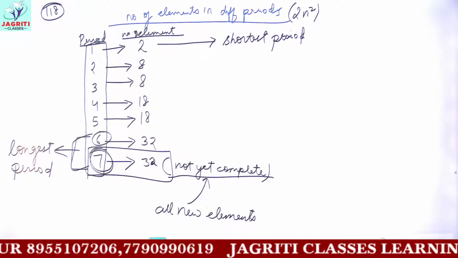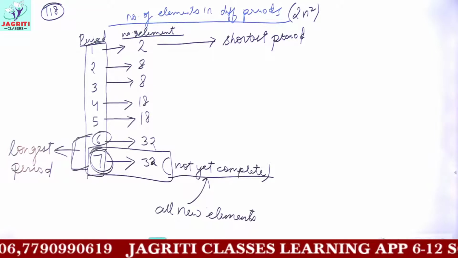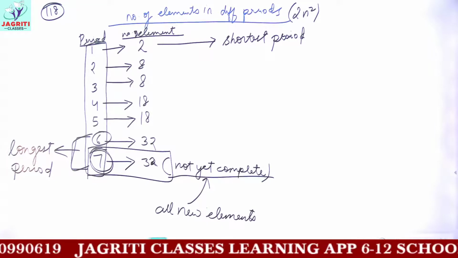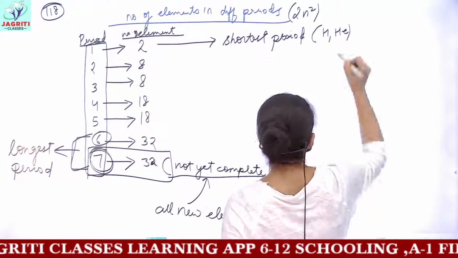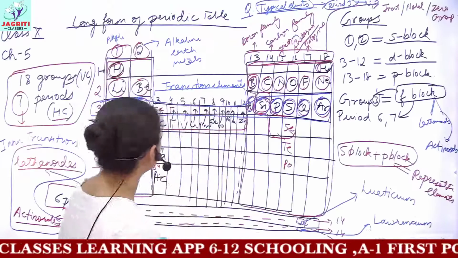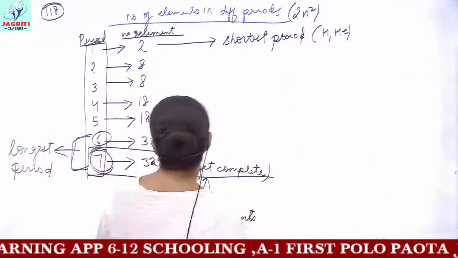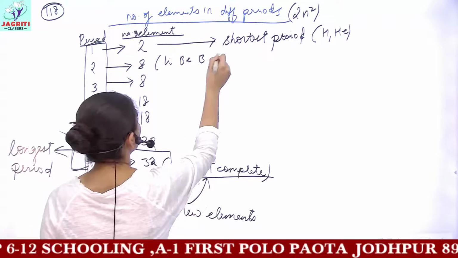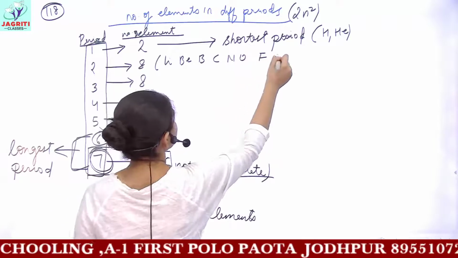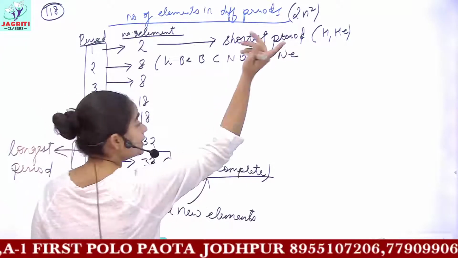You can also learn the names of the elements which are present in your shortest and longest periods. In the first, which elements do you have? You have hydrogen and helium. You can learn from this periodic table. In the next you have lithium, beryllium, boron, carbon, nitrogen, oxygen, fluorine and neon. So these are your 1, 2, 3, 4, 5, 6, 7, 8 elements.